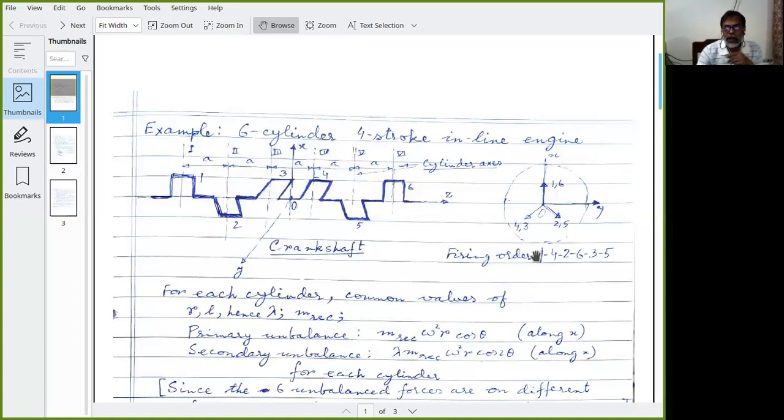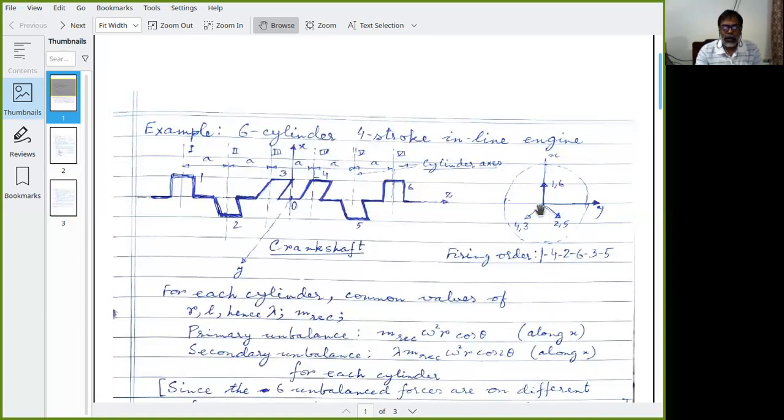Okay. Now the firing order is 1, 4, 2, 6, 3, 5. I mean, this is one possible firing order. You could have other firing orders. So it is a 4-stroke engine. So the entire thermodynamic cycle gets completed over 4 strokes. That means 2 crank rotations.